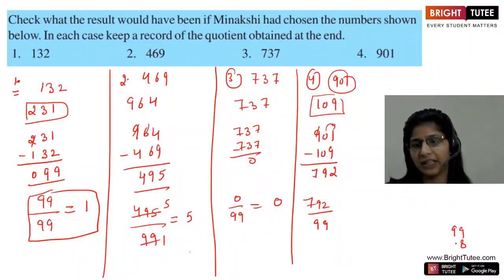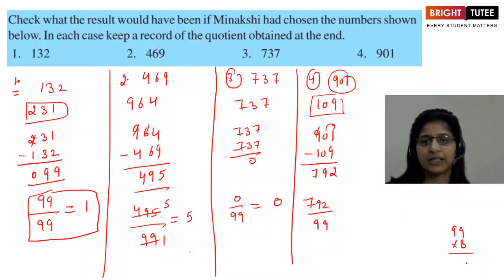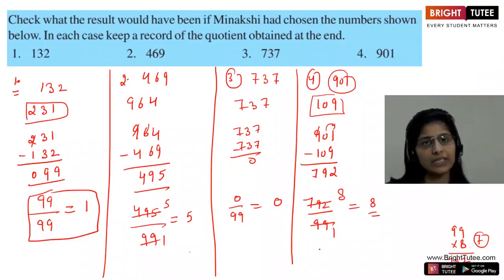So 99, and we need 2. So at 8 we will try. 9 8s are 72, 7 9 8s are 72, and 7 is 79. Yes, at 8 we are getting it. So the quotient is 8. Clear? Remainder is 0. So yes, the claim that Sundaram was claiming is correctly done.